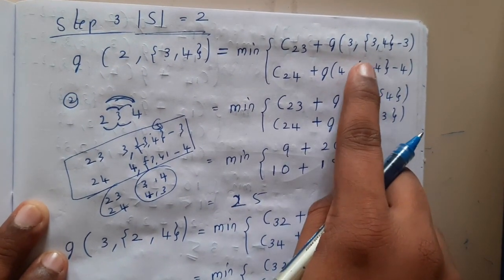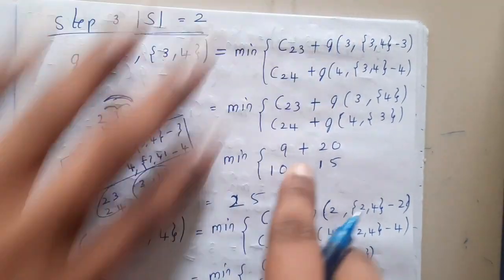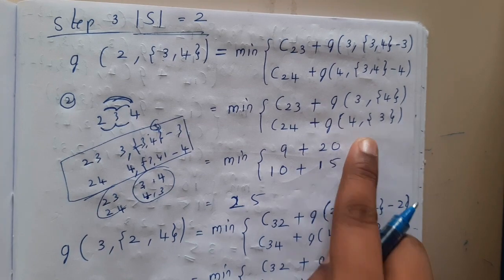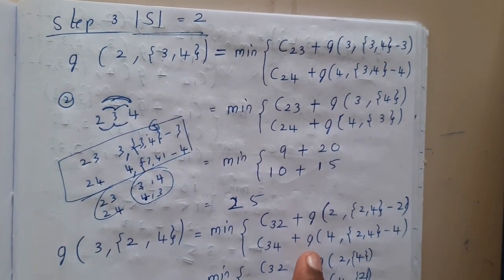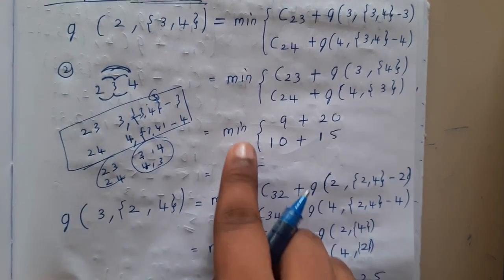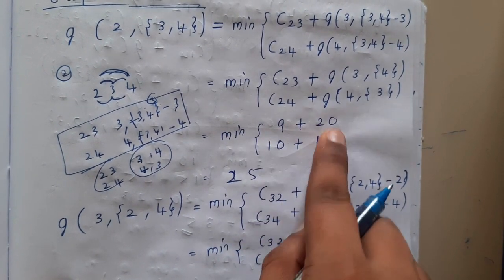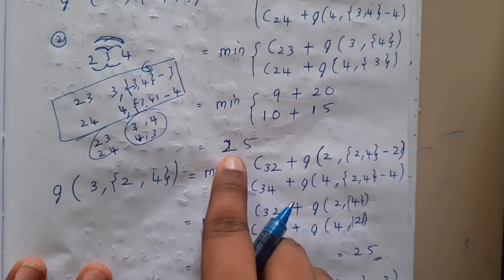So basically, for our understanding I have written this step, or you can even avoid that step and directly write this step also. There is no issue in it, because this problem is already a bit lengthy, so you can even skip that step. Okay, so minimum of 9 plus 20 and 10 plus 15. So the minimum is 25.